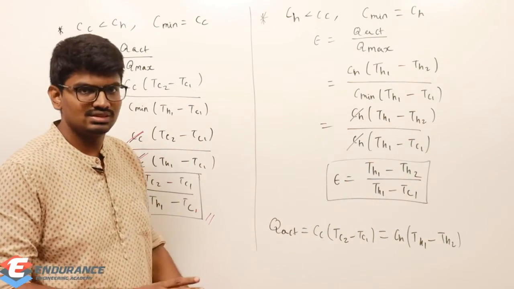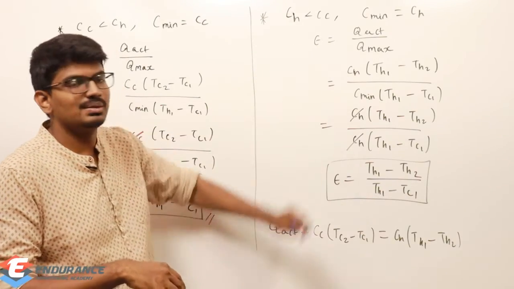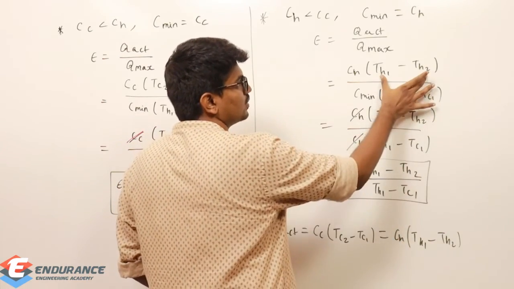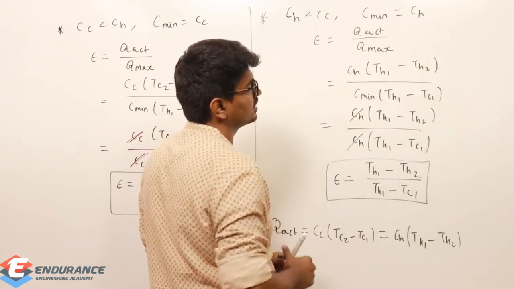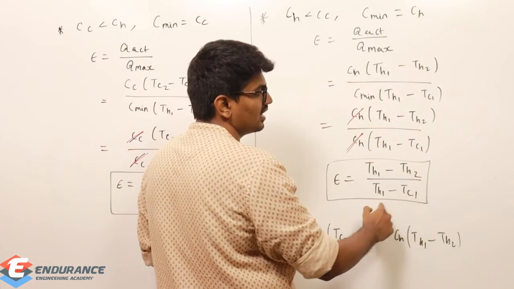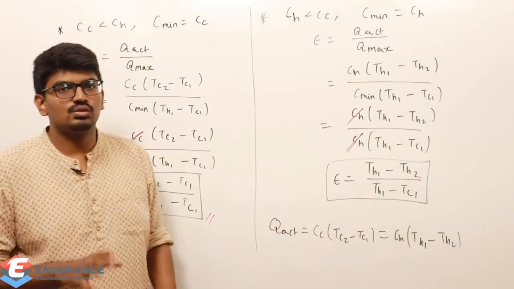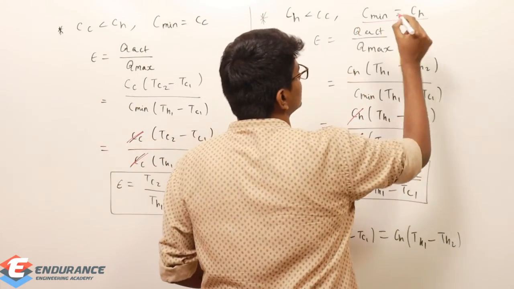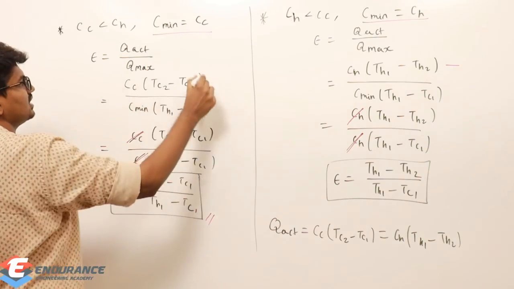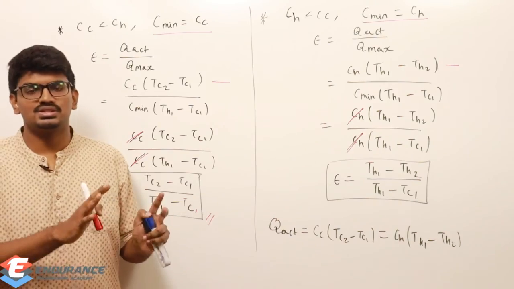Now coming to the same case, if Ch is less than Cc, then C minimum will be Ch. So Q actual will become this formula, and C minimum is going to be Ch. Again, simply cancel this Ch. So in the numerator Th1 minus Th2, and the denominator Th1 minus Tc1. You don't need to remember this again. I am just giving you that idea. If C minimum is Ch, use this formula for Q actual. If C minimum is Cc, use the other formula for Q actual, just for making the steps easier.